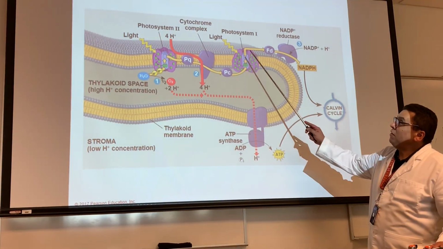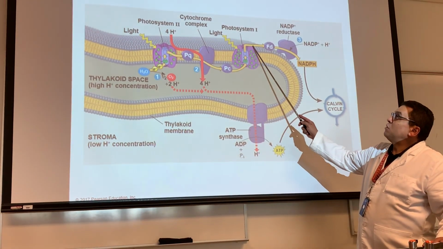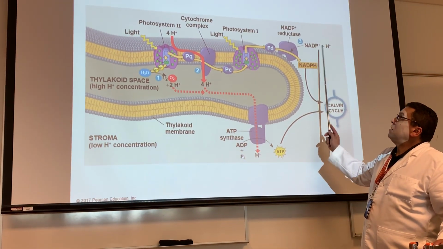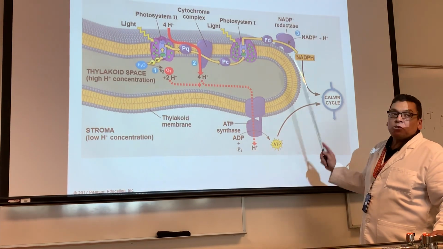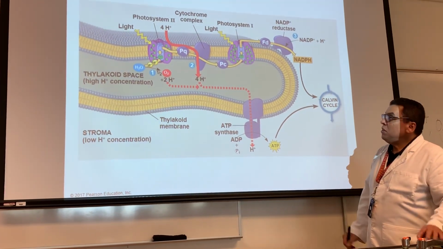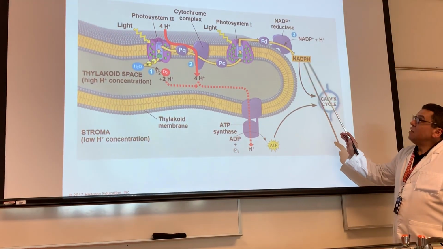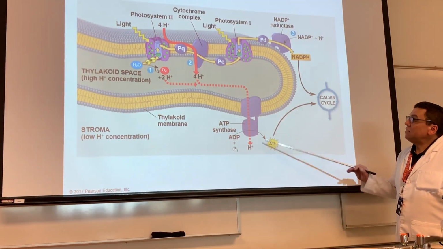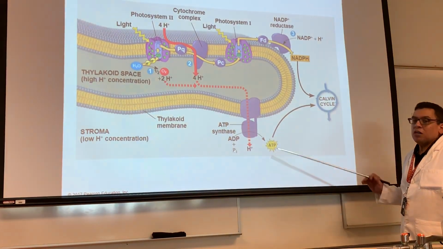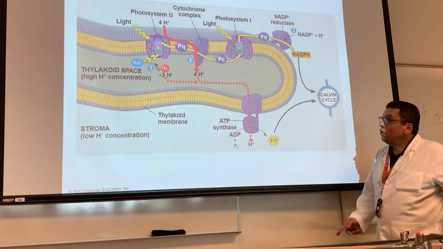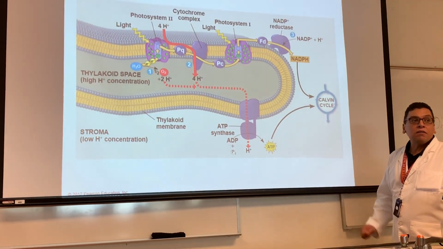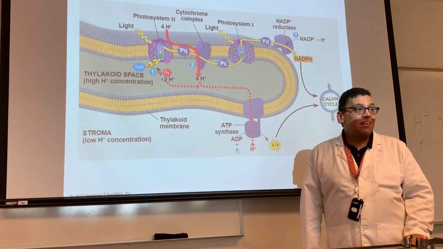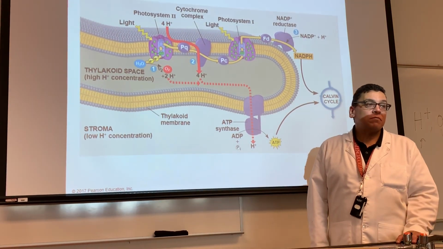Now let's follow the electrons. These electrons will eventually go to NADP plus and become NADPH. So these are now your two delivery trucks. NADPH is going to deliver hydrogen and electrons. This guy's going to deliver phosphate and energy. To what? To the Calvin cycle. You haven't made any sugar yet. You're just loading the trucks.